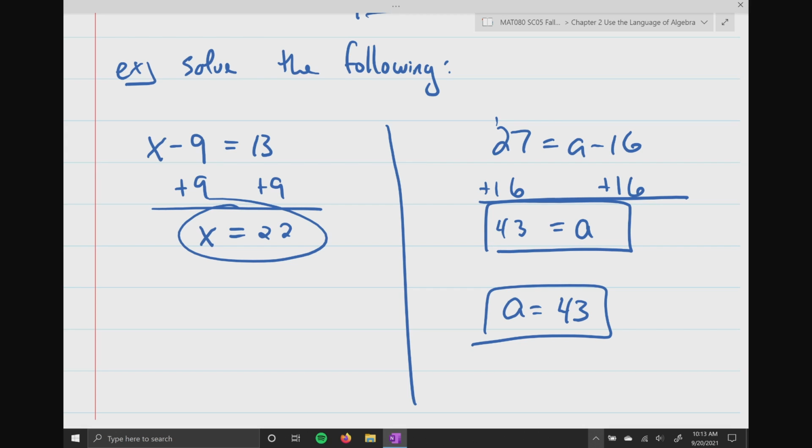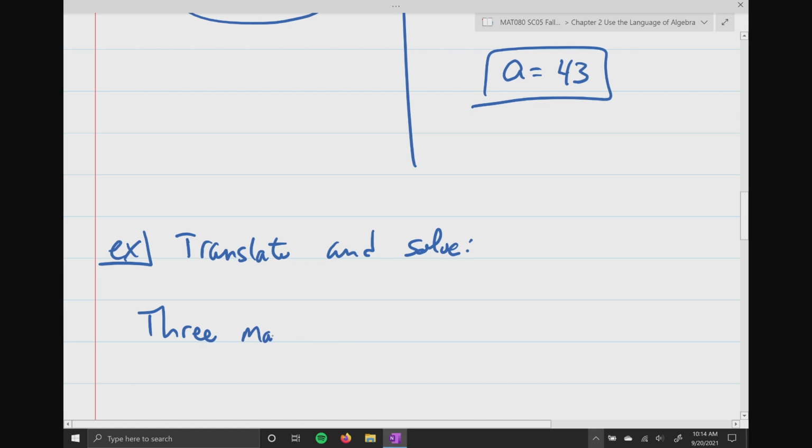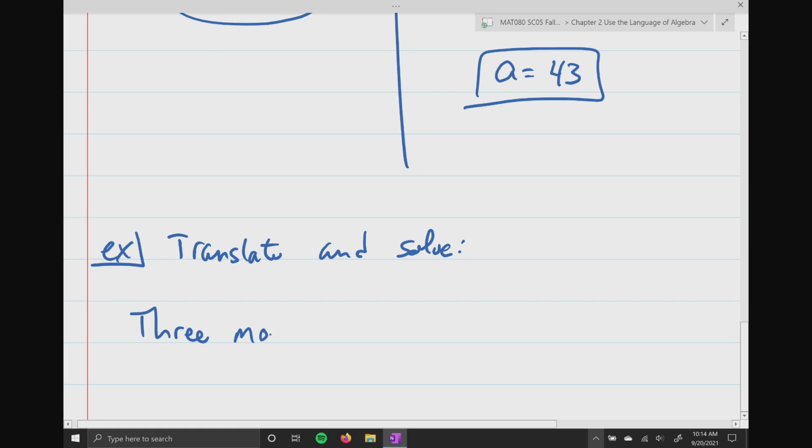No. Okay, perfect. So the last topic we're going to learn is our favorite topic, which is translate and solve. So here's the first one. Oops, sorry. Let me write that cleaner. Three more than x is equal to 47.